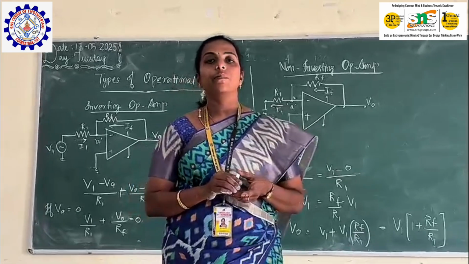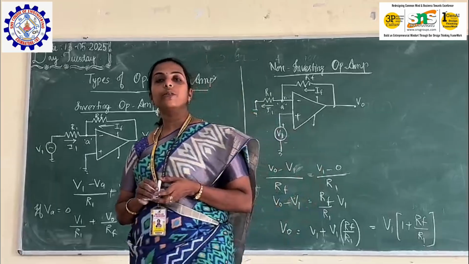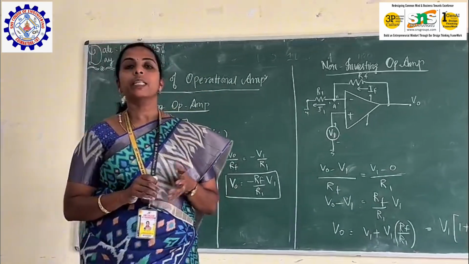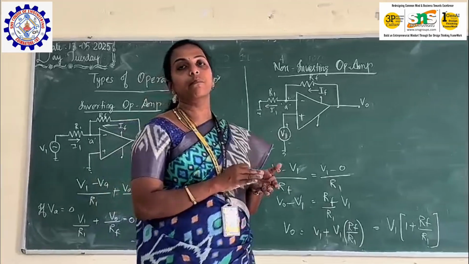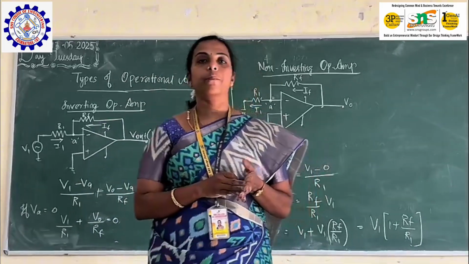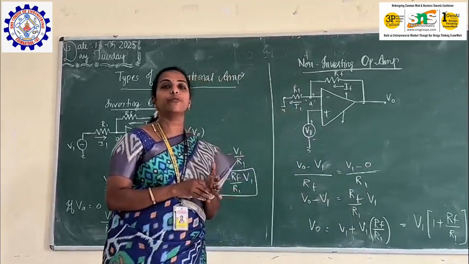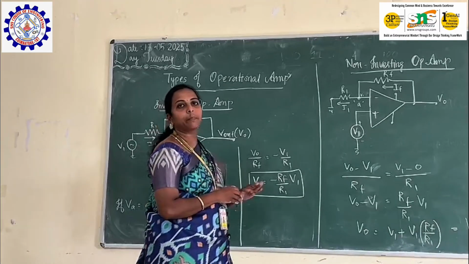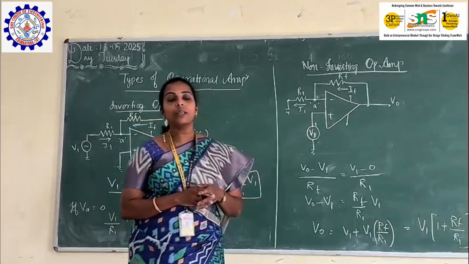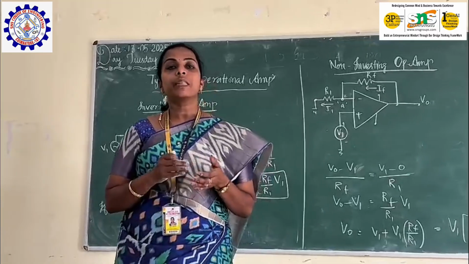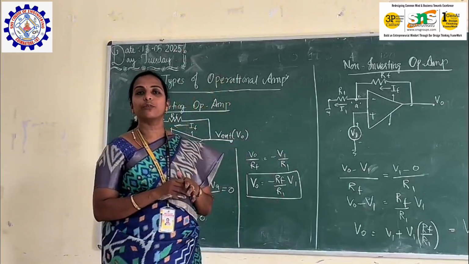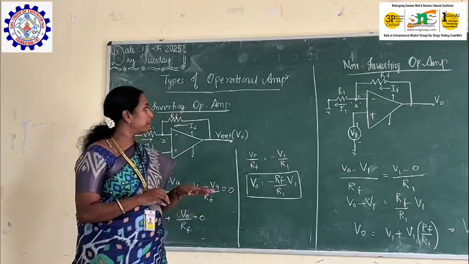Good morning, everyone. In today's lecture, we are going to discuss the basic types of operational amplifier. In the previous lecture, we discussed the basics of operational amplifier. There are two types of operational amplifiers: one is the inverting operational amplifier and the other is the non-inverting operational amplifier. This classification is based on the two input terminals of the operational amplifier.